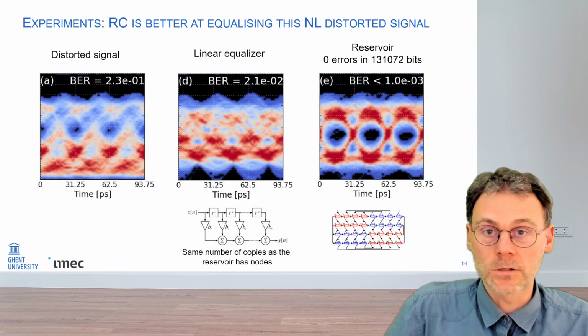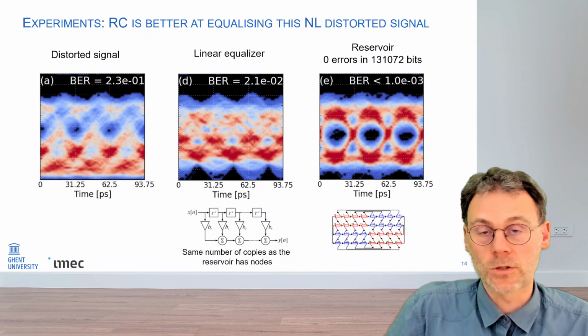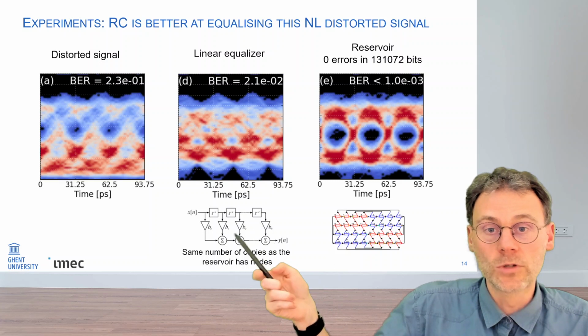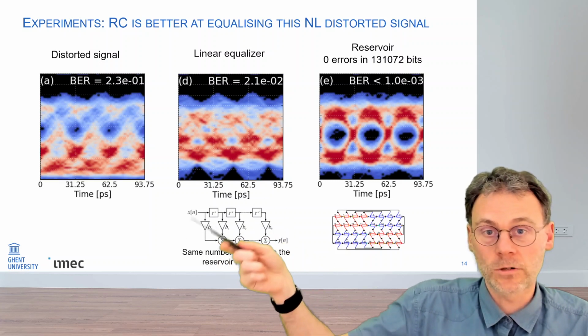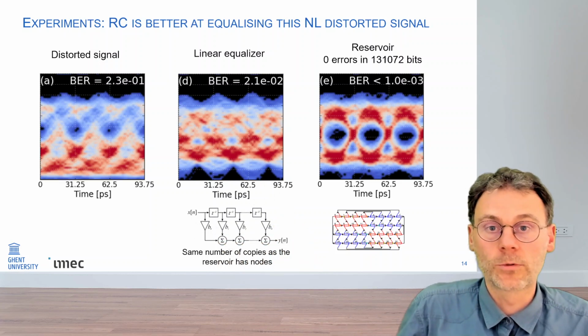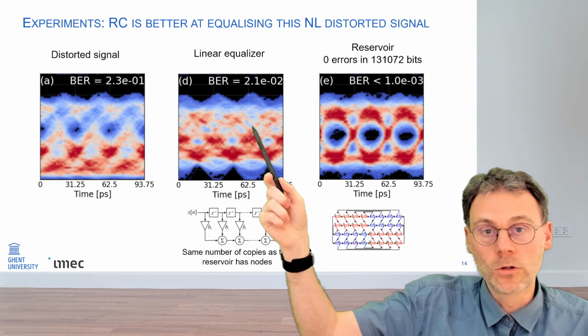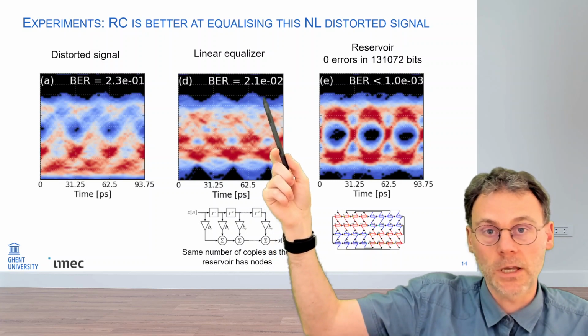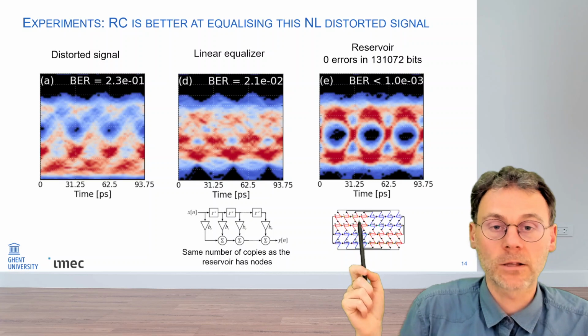And the bit error rate is not so great, obviously, 10 to the minus 2. If you try and use a simple tapped filter, either in the electrical domain or in the optical domain, then you can do a little bit better. The performance increases by roughly 1 order of magnitude.